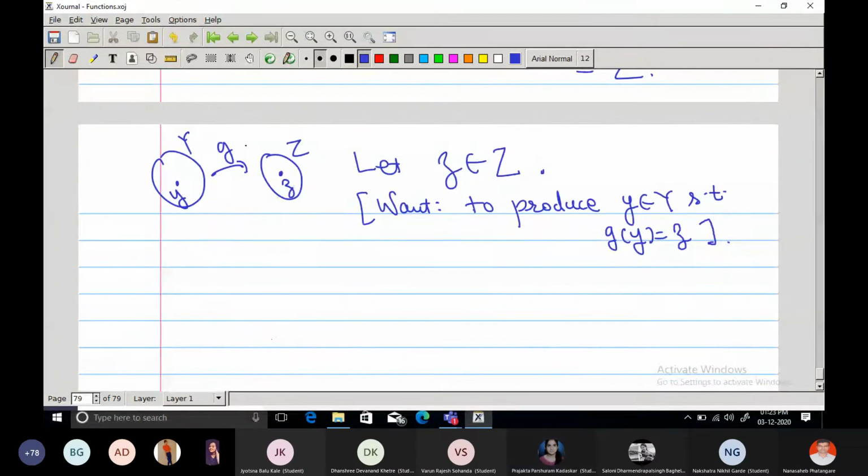So z belongs to Z and we want y in Y. Now, we have z from Z. What is our assumption here? G composite F is onto. This is our assumption, right?